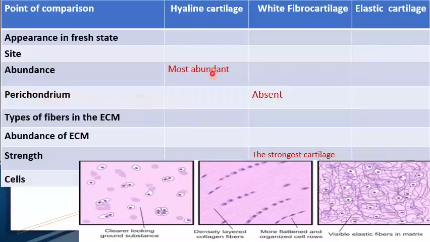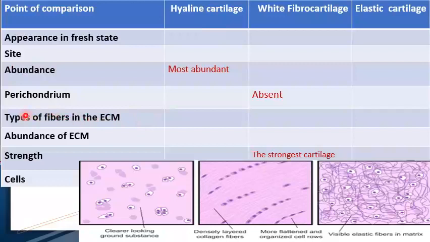The perichondrium is present in all types of hyaline cartilage except the articular cartilage. The perichondrium is absent in white fibrocartilage, and it is present on all sides of elastic cartilage. Regarding the abundance of the cartilage, the most abundant type of cartilage is the hyaline cartilage.